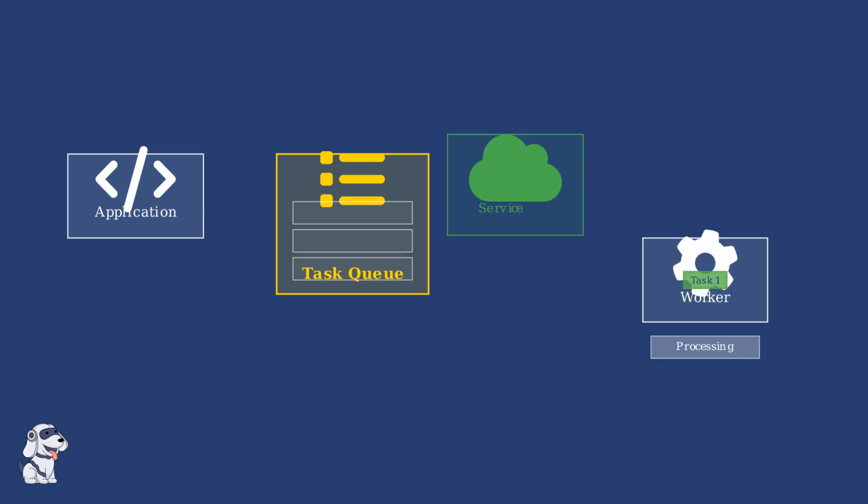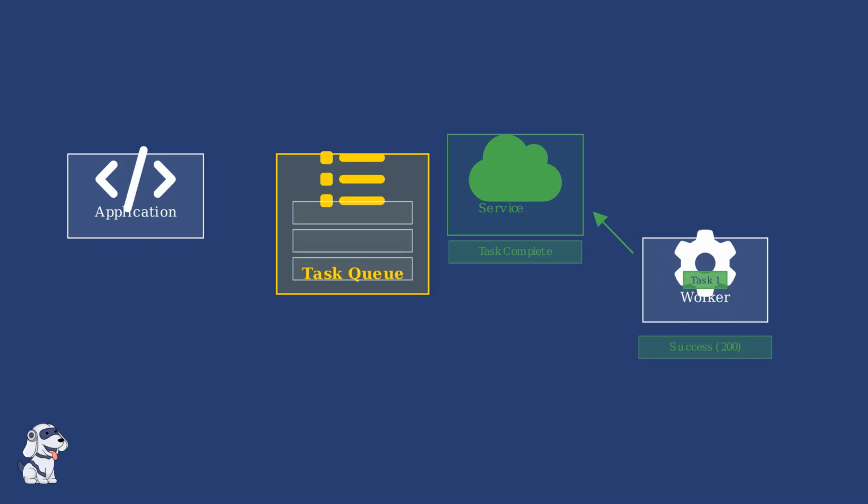Step 5. The worker processes the task. During this phase, the worker executes the required operations defined in the task payload. Step 6. Upon successful completion, the worker returns a 2xx success status code to the Cloud Tasks service. This confirms that the task has been processed successfully.